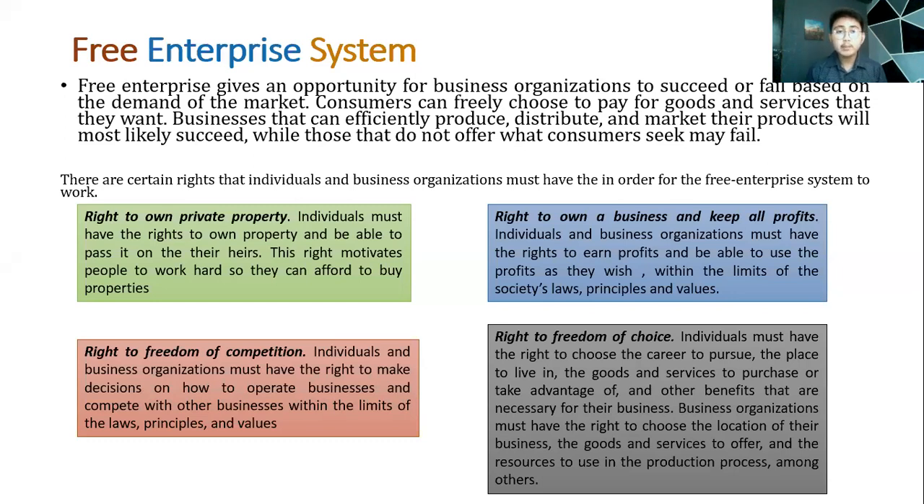So when we say free enterprise system, free enterprise gives an opportunity for business organizations to succeed or fail based on the demand of the market. So the consumer can freely choose to pay for goods and services that they want. So they have the freedom to get what they want or what they need as long as they pay for those goods and services. So the businesses that can efficiently produce, distribute, and market their products will most likely succeed.